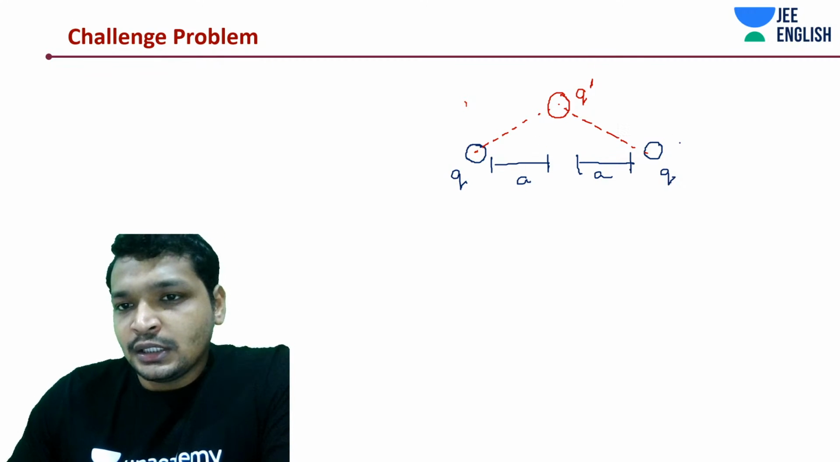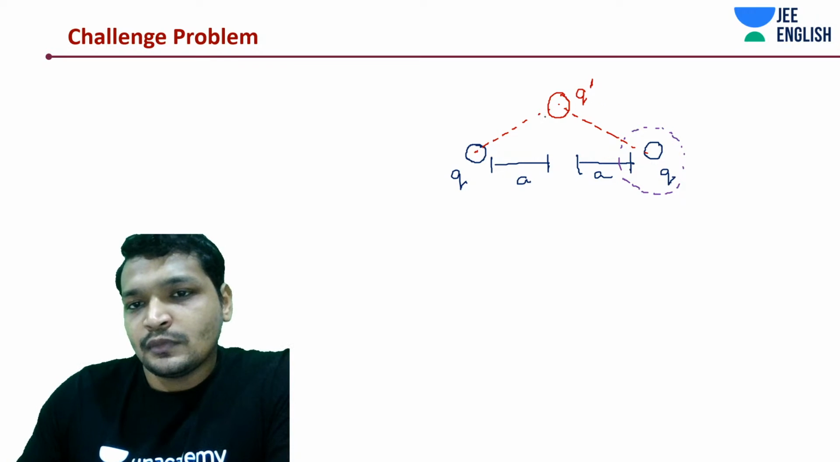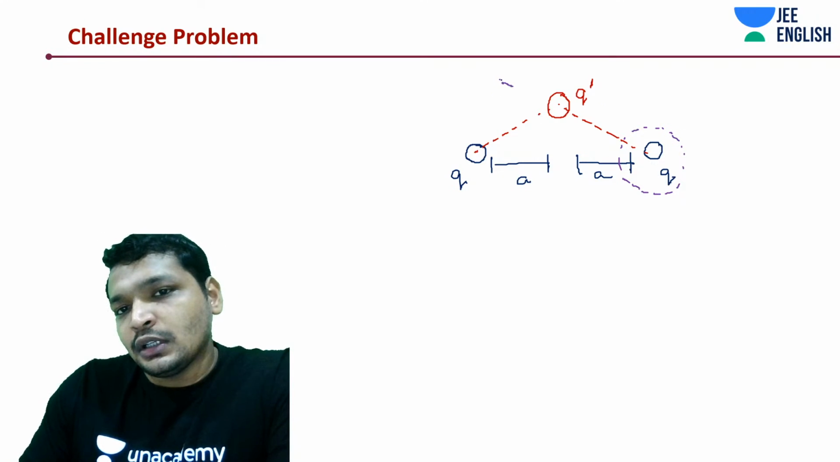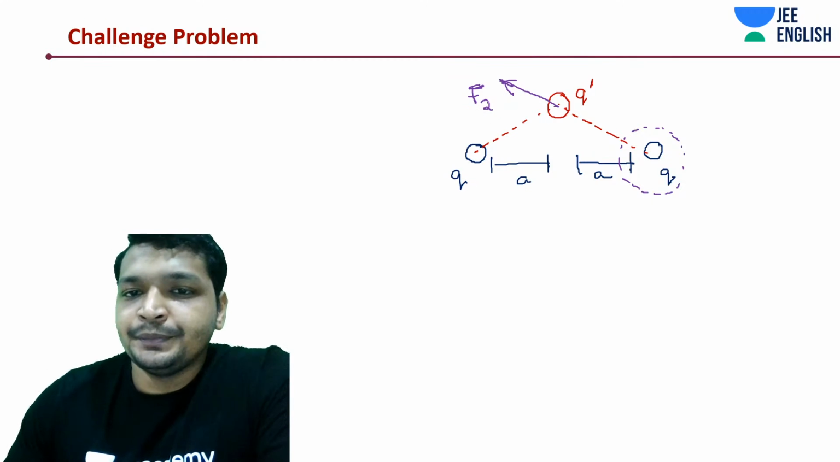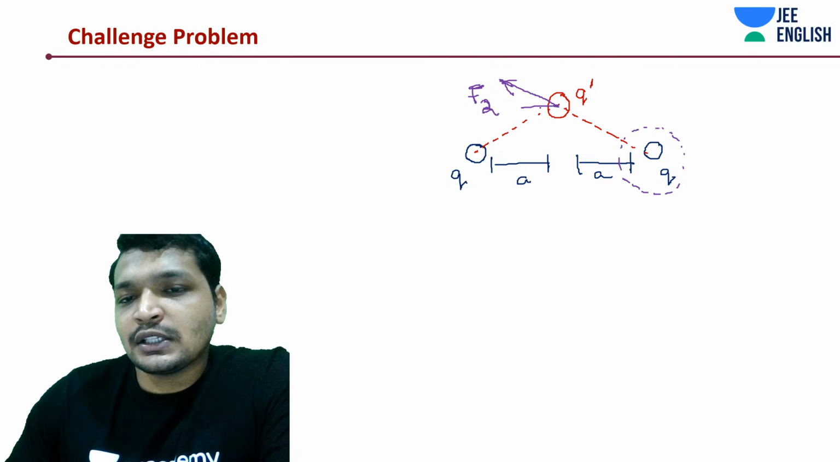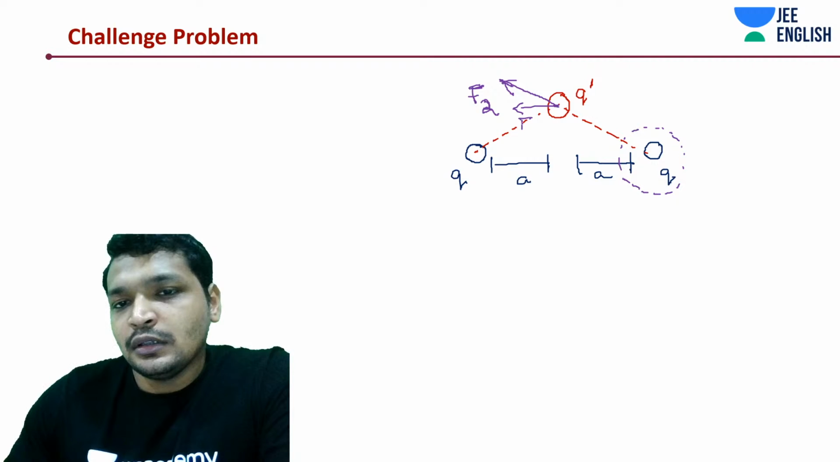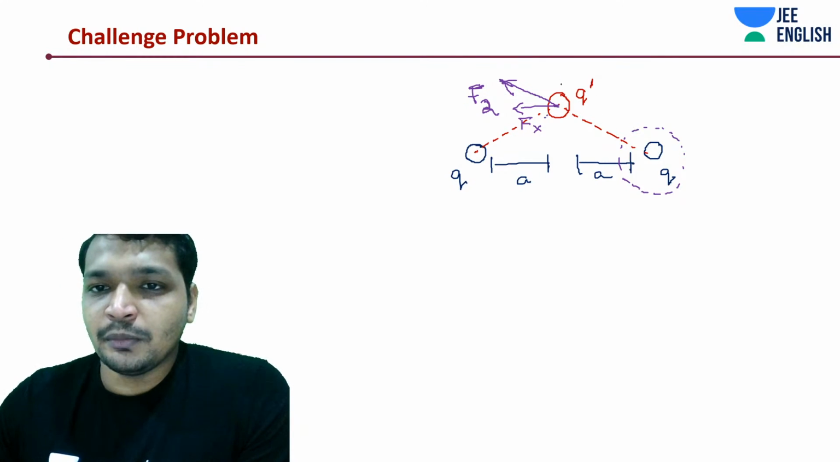Due to this charge there would be a force along the line joining, call it F2. And this F2 has an X component, and there would be another such force, and this would have a Y component.